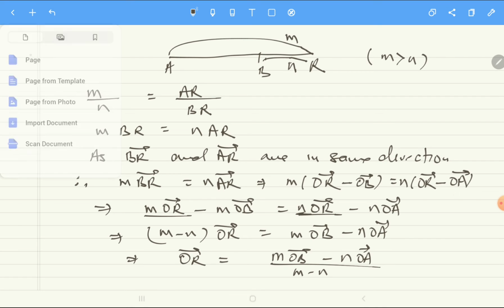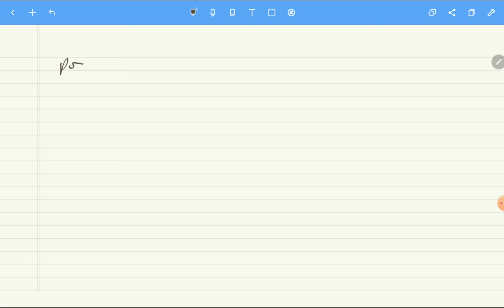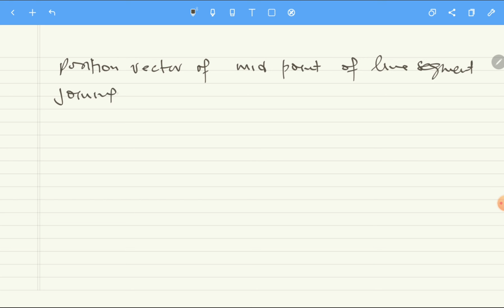Now position vector of midpoint of line segment joining A and B is given by OA plus OB by 2.